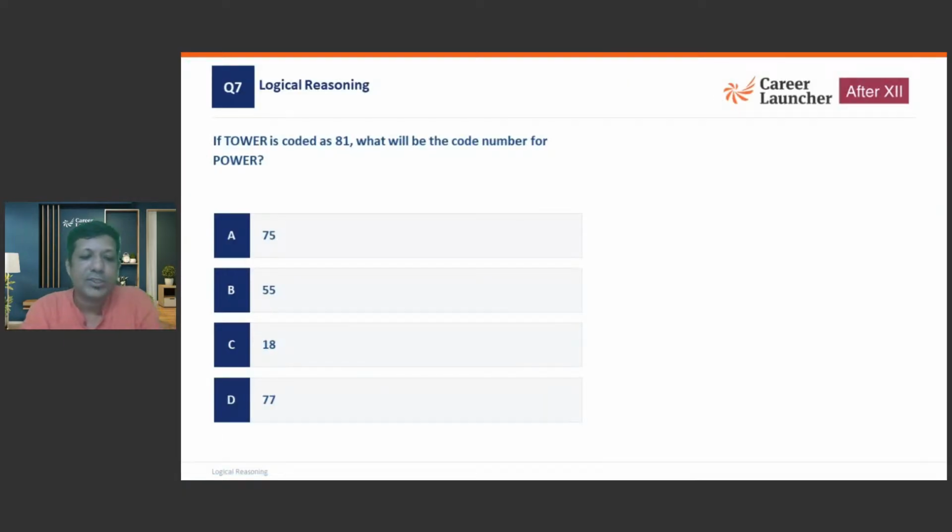Now let's look for this one. If tower is coded as this 81, now tell me.